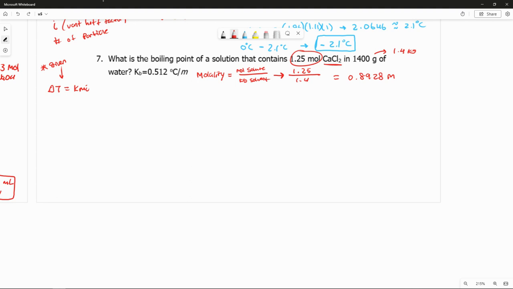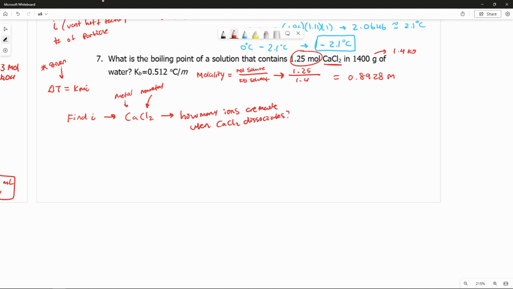And let's calculate the I value. This time we have an ionic compound because we have a metal and a non-metal. Since this is not a covalent compound, our Van 't Hoff factor becomes a little more complicated. So we have to ask ourselves, how many ions are made when CaCl2 dissociates?